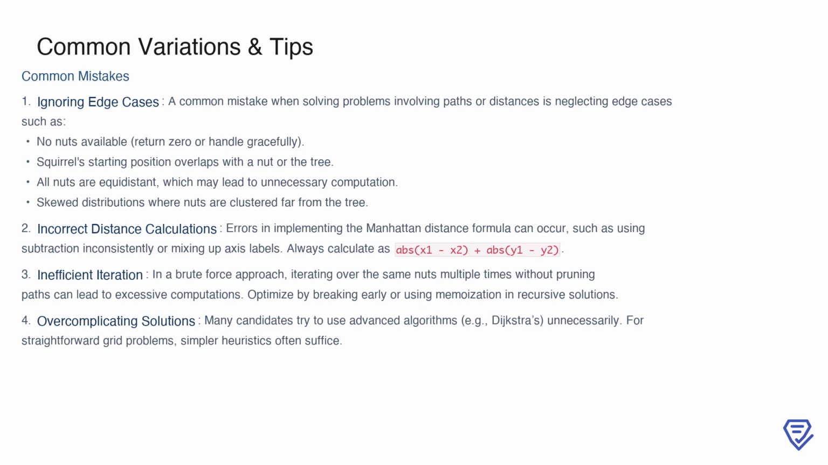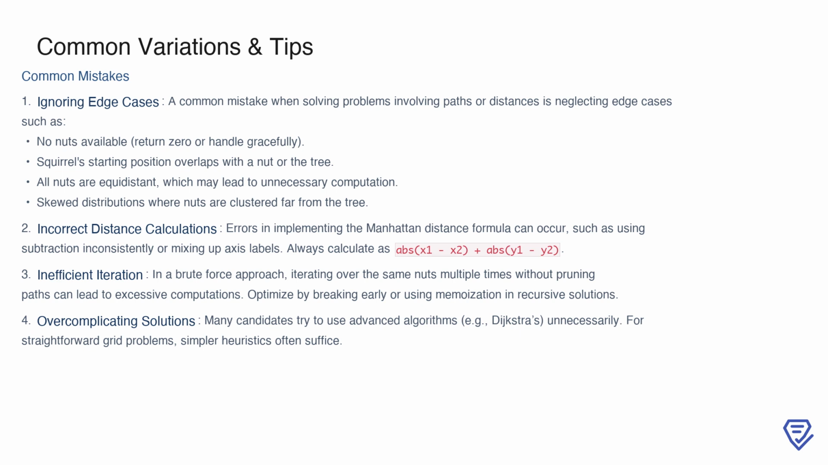Other tricky situations include the squirrel's starting position overlapping with a nut or the tree, or when all nuts are equidistant, which can lead to unnecessary computation. Additionally, skewed distributions of nuts, where most are far from the tree, can affect the efficiency of your solution. Another frequent mistake is miscalculating Manhattan distances. Ensure you're consistently applying the formula as the absolute difference in x coordinates plus the absolute difference in y coordinates. Errors like swapping axes or inconsistent subtraction can easily creep in.